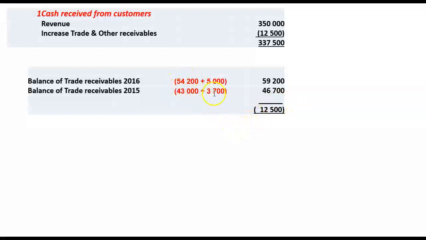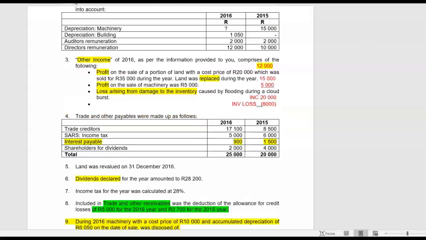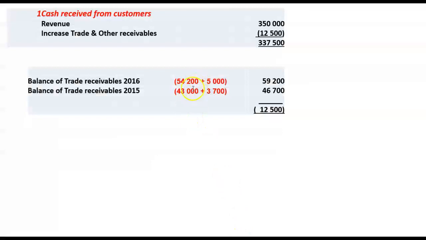So, we are going to add back the allowance for credit losses. Last year it was 3,700 Rand, this year it was 5,000 Rand, and the actual amount for trade and other receivables was 43,000 and 54,200. So 43,000 last year's balance plus last year's allowance, plus this year's balance and this year's allowance, is going to bring us back to our gross figure for debtors. And now we're going to calculate what was the movement. There was an increase of 12,500 Rand. So that is the amount that we have to account for against our revenue figure.